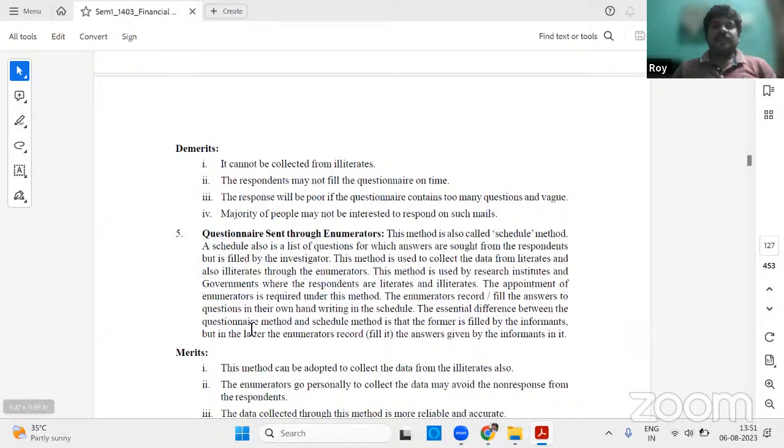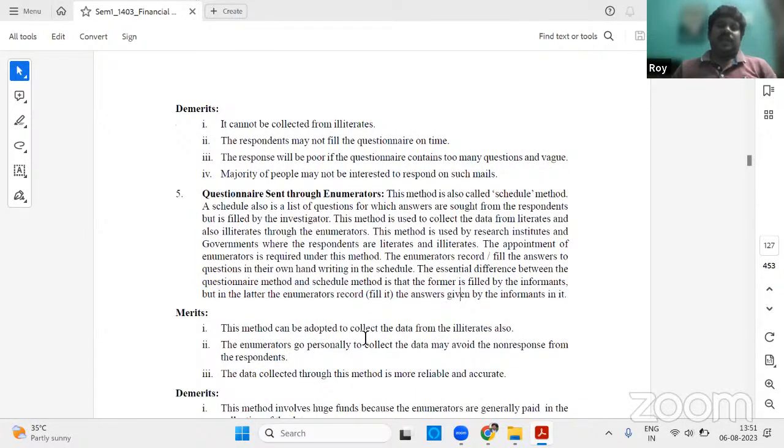Next one. The difference between the questionnaire method and the schedule method is that the former is filled by the informants in the form, but in the latter the enumerators record and fill in the answers given by the informants. This is the thing, right? It is adopted to collect the data from the illiterates also.